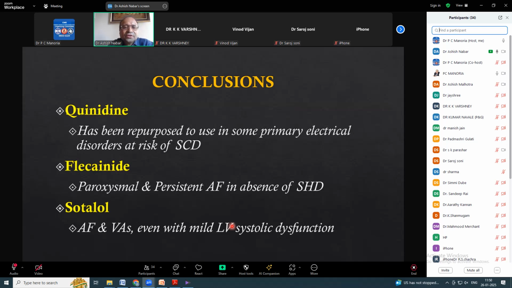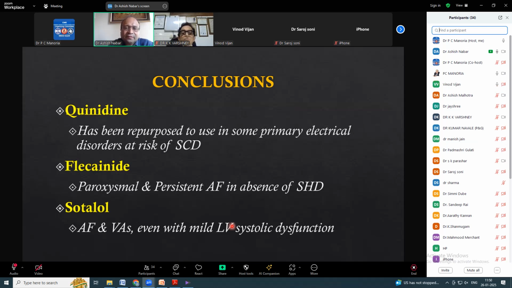Very important. Sotalol is a drug which can be used for AF, but also to treat some ventricular arrhythmias. And you can use it when you have an ejection fraction above 40, so even with mild LV systolic dysfunction. So I think I'll stop here.